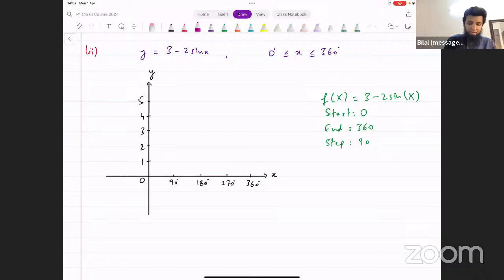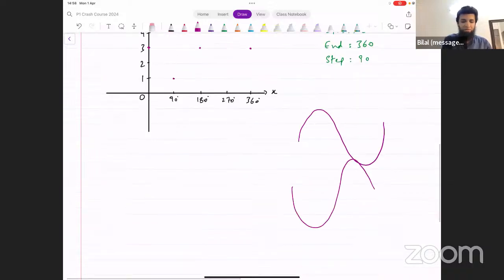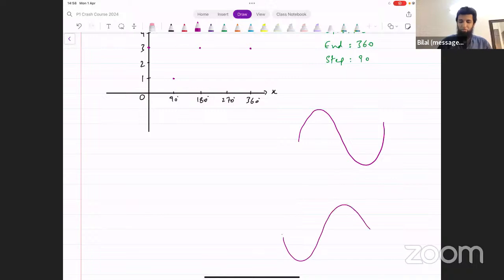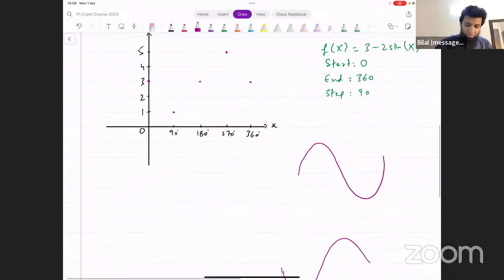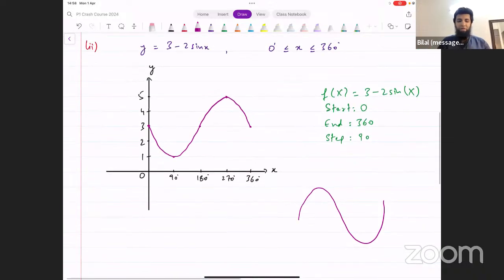At 0, my calculator is giving me 3. At 90, it's 1. At 180, it's 3 again. At 270, it's 5. And at 360, it's 3 again. Okay. And now if I remember my sine graph well, remember the sine graph looks like this, or if it's a reflection, it looks like this. It's one of these two possible shapes, right? So which one is it? The second one, it's going to look like this. This is what the graph looks like. That's the graph of 3 minus 2 sine x.